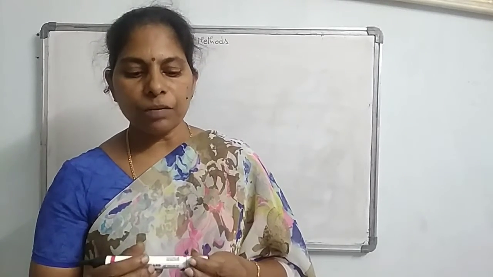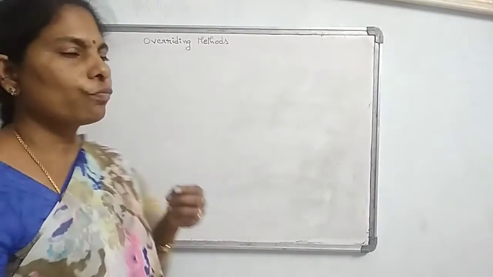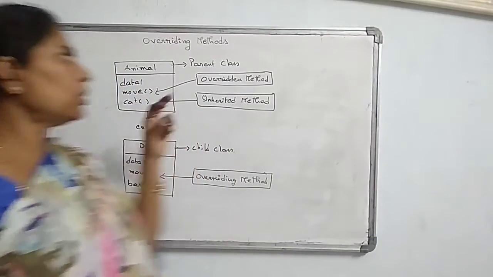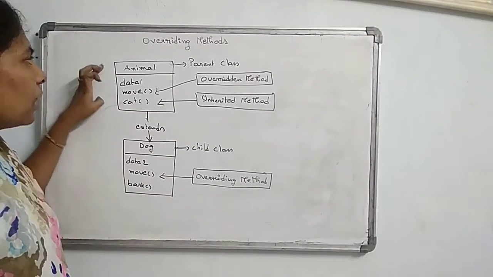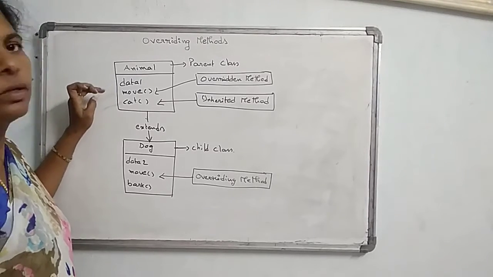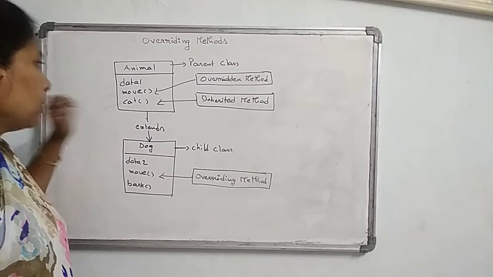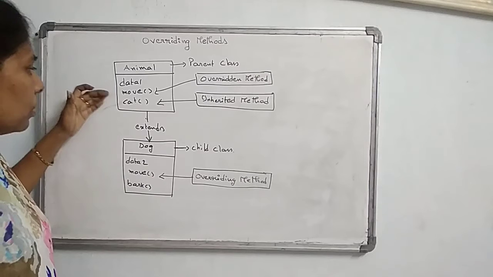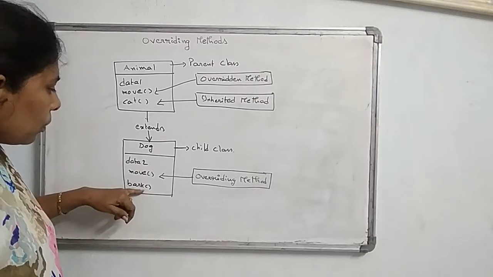Now I will explain this through one example. I am taking Animal as one class and Dog as another class. Animals have data, that means variables, and I am taking move as one method and another method as well. And I am taking Dog, which is a child of the Animal type. In that I am taking the data, the move method and the bark.